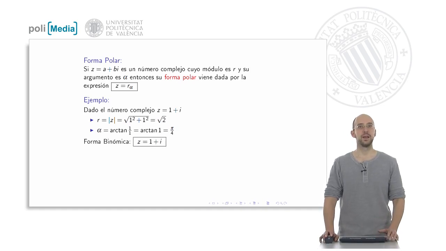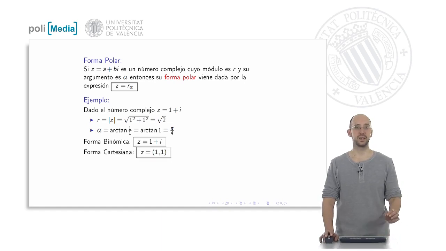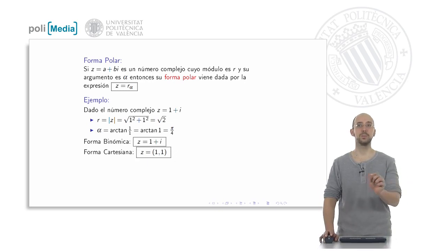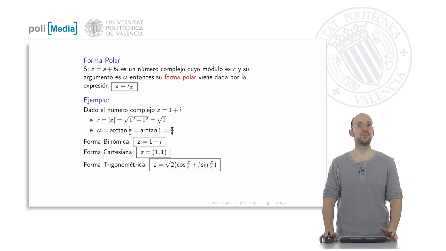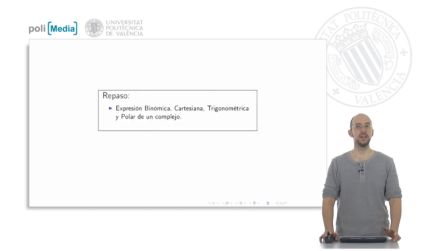So, the binomial form is exactly what we had, 1 plus i. The Cartesian form is to write that complex number as a vector, real part, comma, imaginary part, 1, 1. The trigonometric form is very simple. If we know that the modulus is the root of 2, then we put the root of 2 times the cosine of the argument, which is pi quarters, plus i times the sine of the argument, which is pi quarters. Finally, the polar form would simply be to write the modulus and as a subscript the argument, which is pi quarters. Well, so much for today's unit.